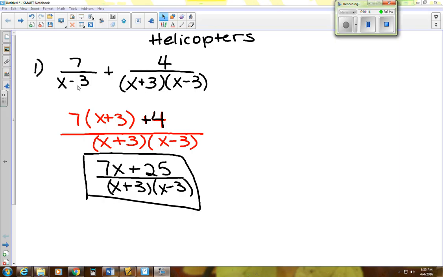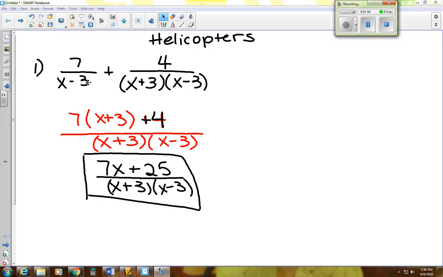So because x minus 3 is in both denominators, x minus 3 is for sure going to be part of the LCD, but this one also includes an x plus 3. So to make sure that x plus 3 is a factor of our denominator, we have to include it in our denominator. So the lowest common denominator is the one that includes all of the factors from all the denominators in your problem.